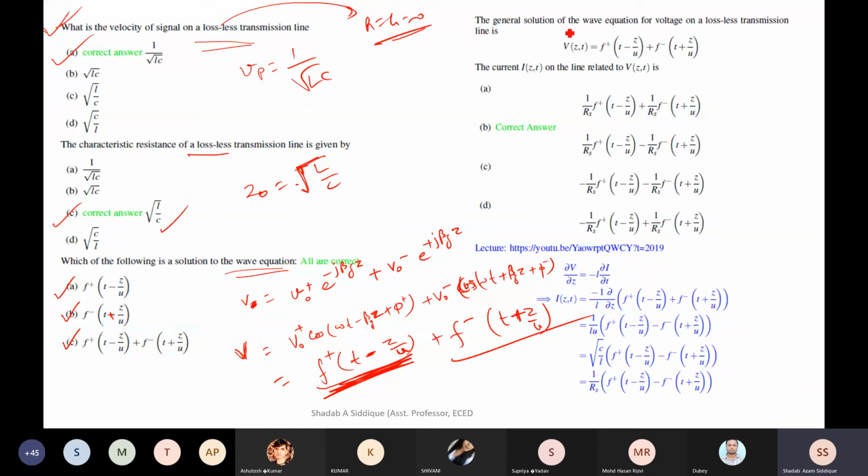Next, the general solution of the wave equation for voltage on a lossless transmission line is given. You have the voltage equation here, and if you want to find the current, you can have the current. For the current analysis, we had the minus sign here, and we applied the analysis with 1 upon R. Here also the minus sign should be there for the negative-going wave. So this is the correct answer. You can refer to the slides also.